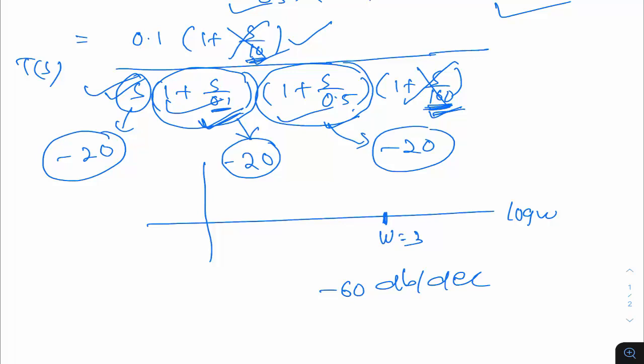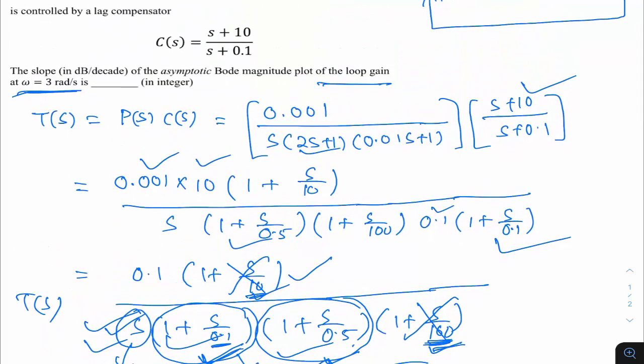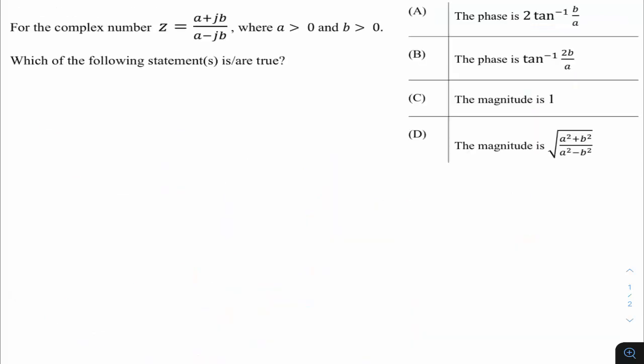But the question is at omega equal to 3. At omega equal to 3, only these 3 factors have contributed, and all are poles. Each pole is minus 20, so 3 poles means it is minus 60 dB per decade. So this answer is minus 60. Minus 60 is the right answer for this. This question was asked in GATE 22 of instrumentation. You may say this is from controls or signals or from math, anything is okay.